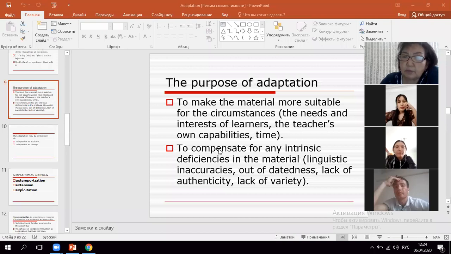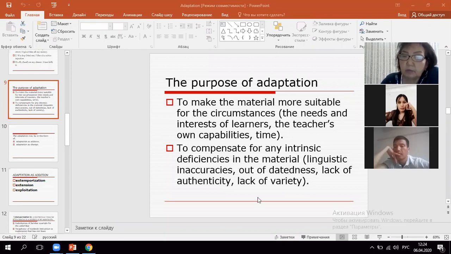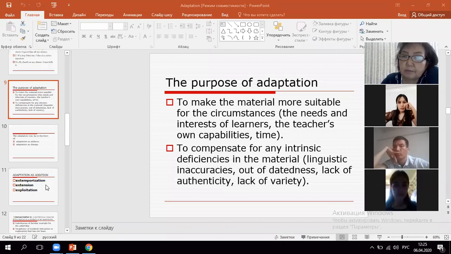The second is to compensate for any intrinsic deficiencies in the material. For example, the material suggested by the course book has some kind of linguistic inaccuracies, or it is out of date, it is not modern, yeah, or there is a lack of authenticity or lack of variety, yeah, and in this case, we don't like this material. We want to adapt them. So for these kind of purposes, we usually do adaptation.